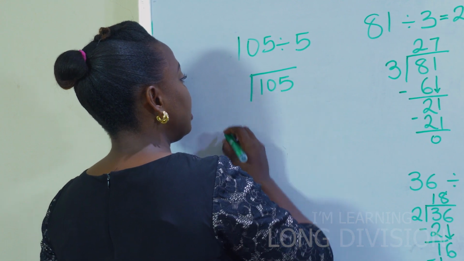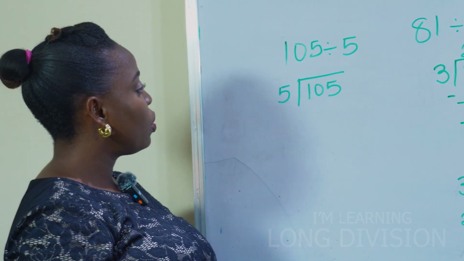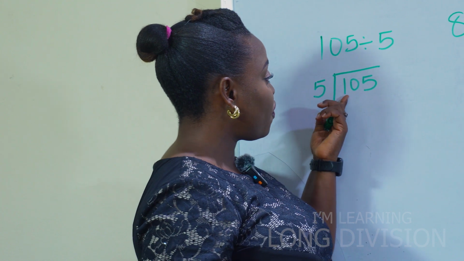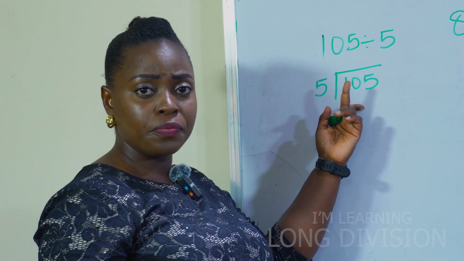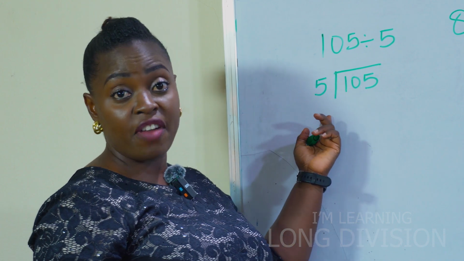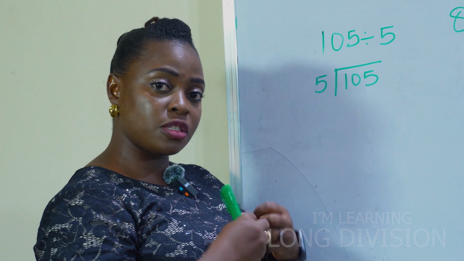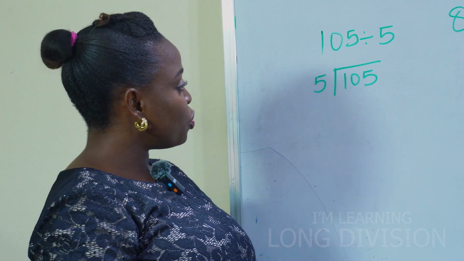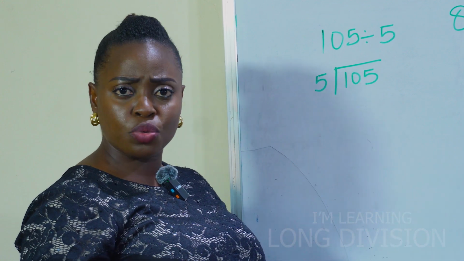105 divided by 5. Now, as I told you, in long division we always start with the first number. But what do you notice about the first number here? 1 is smaller than 5, and so it is impossible to divide a smaller number by a bigger number. So what do we do? 1 cannot be divided by 5. So what do we do?